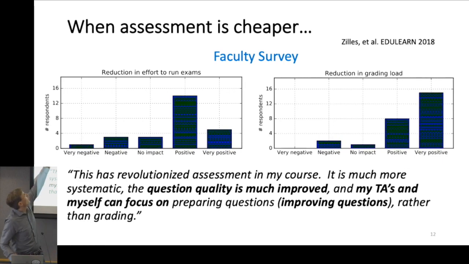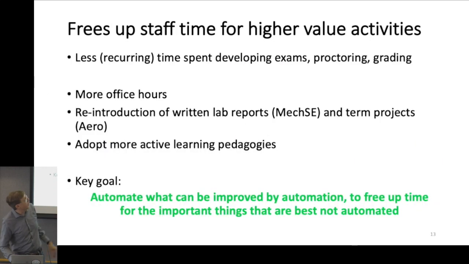Yeah. So assessment's cheaper, and what that does is it frees up staff time to do other things. One of our key things is that we're not trying to automate things for the sake of automation. We're just saying there's some things that people don't add a lot of value to, so let's stop spending people time doing those things and spend people time doing the things that add a lot of value.